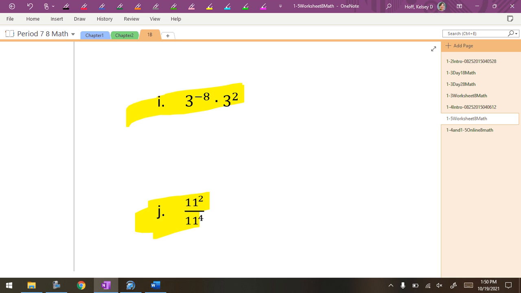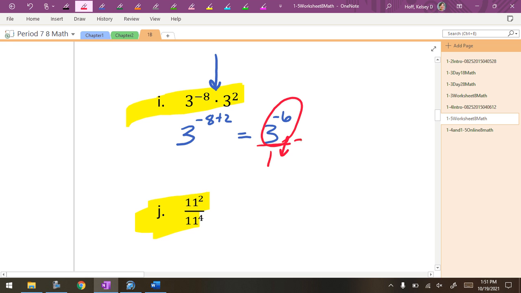You're subtracting a negative. You're really adding a positive. Multiplying or dividing? Multiplying. Keep your base. What's your base? 3. What are your exponents? And what are you going to do? Plus 2, which gives you 3 to the negative 6 power. Can you leave that? Put it over 1. This guy gets dragged down. Your final answer: 1 over 3 to the 6th power.